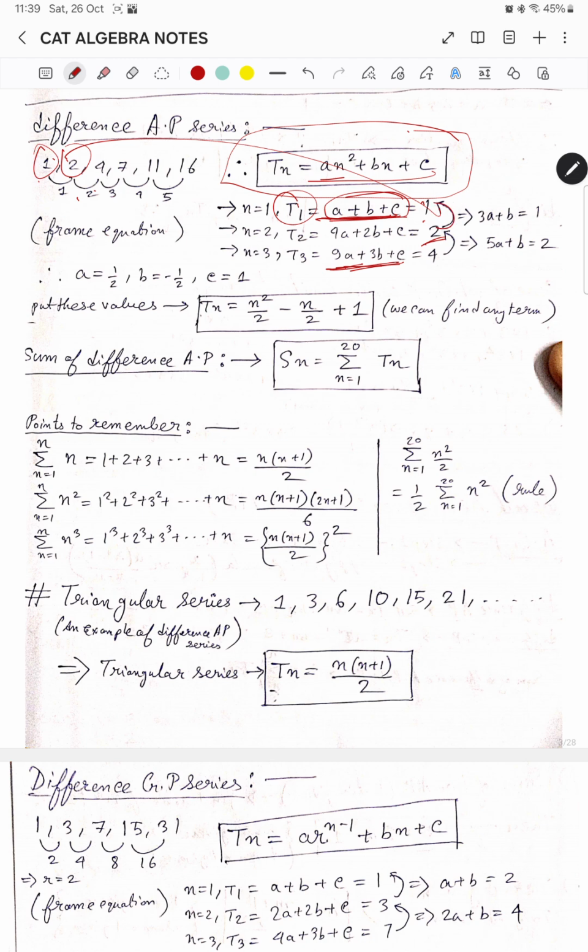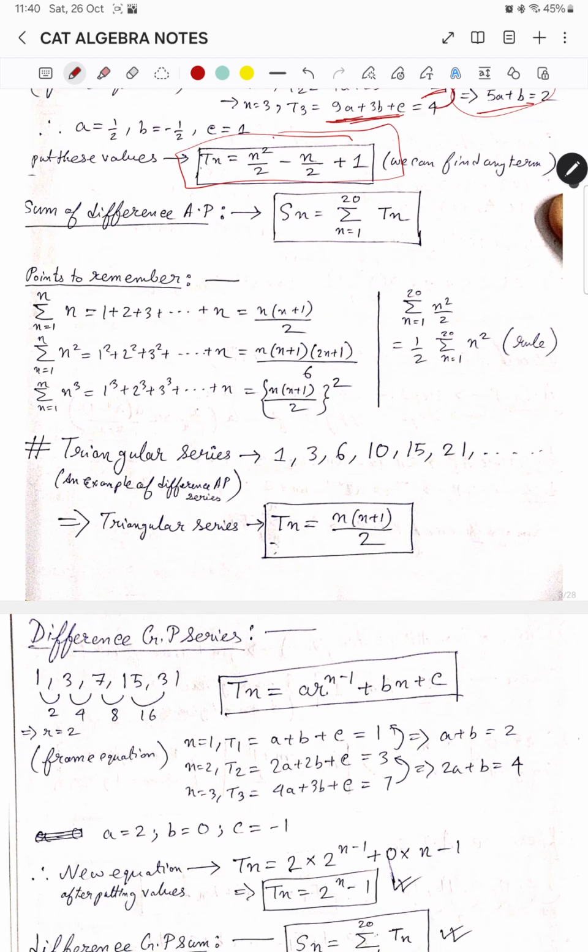Subtracting the first from the second equation gives 3a plus b. Subtracting the second from the third equation gives 5a plus b. And if you subtract these two modified equations, you get a, b, c: 3 equations, 3 unknowns. You can simply solve and find this tn, a, b, c. When you find it, you can find the nth term of this difference AP series.